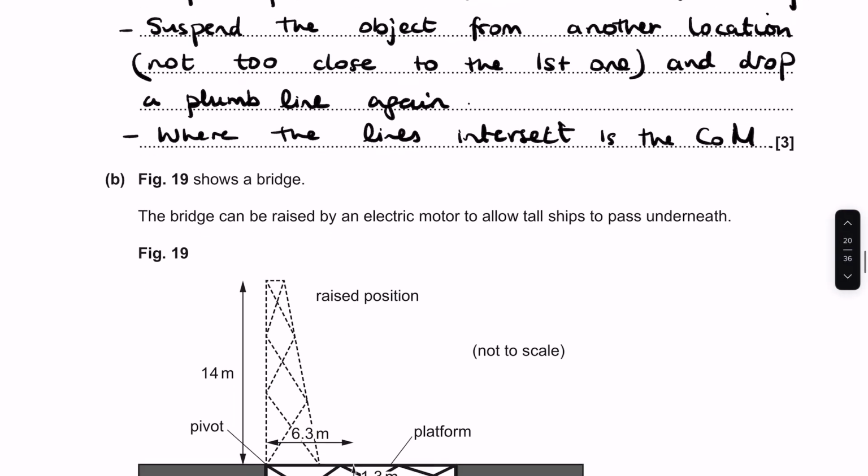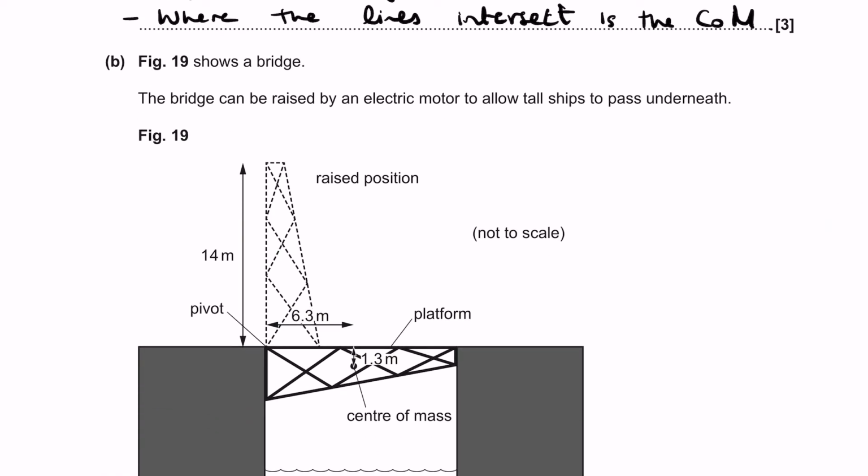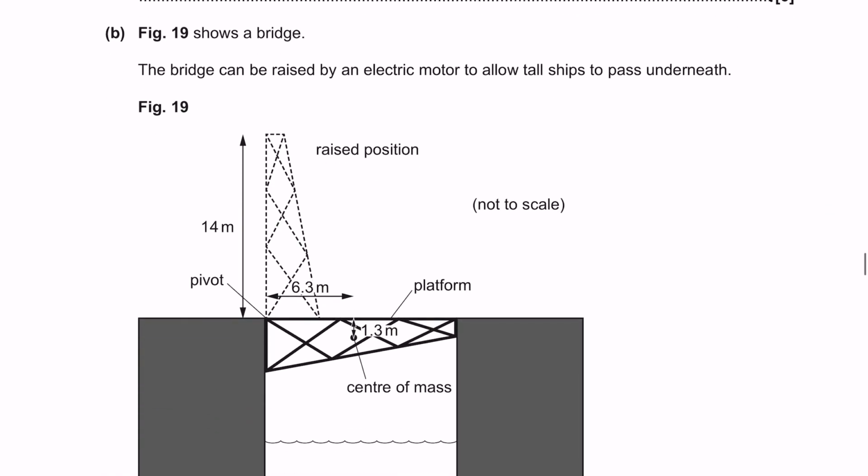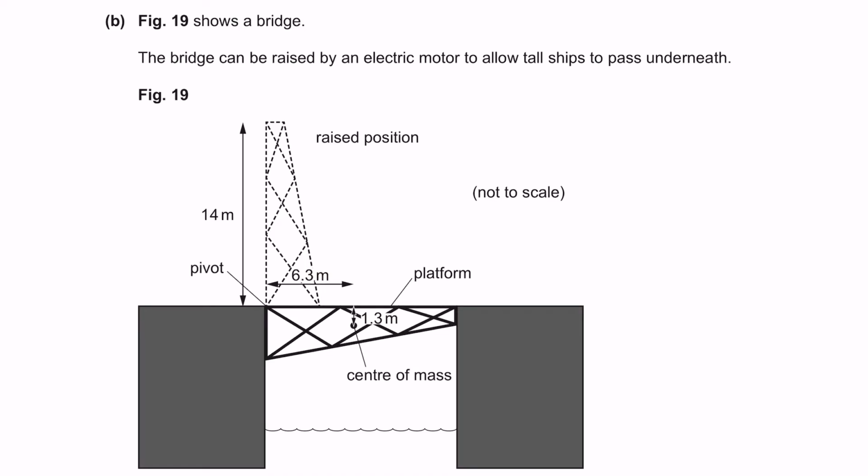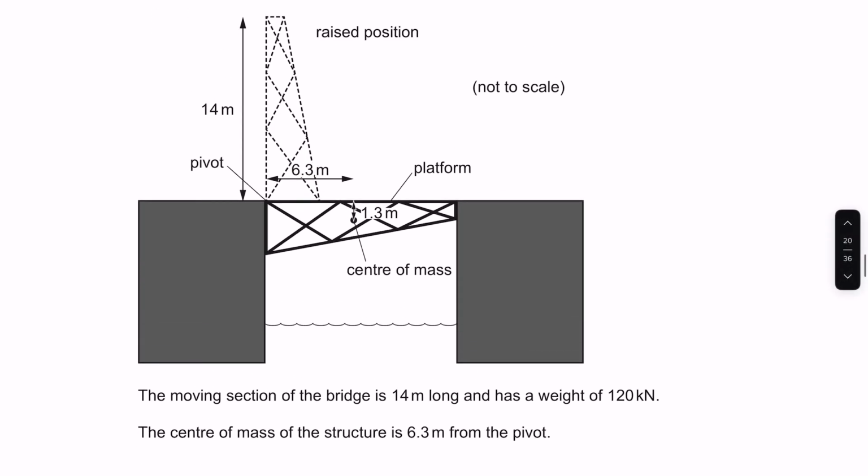Part B says, the bridge can be raised by an electric motor to allow tall ships to pass underneath. So this is the bridge, and it can be rotated up, and when it's in its raised position, it is 14 meters in height. The moving section of the bridge is 14 meters long and has a weight of 120 kilonewtons, and the center of mass of the structure is 6.3 meters from the pivot.